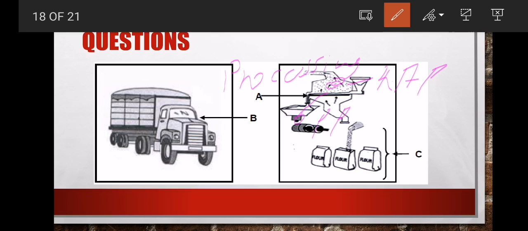Coming to B, you can see that we assume that here there is a product. What are they doing to the product? Maybe they are moving it from the farm to what? To the market. We said, what do we call that one? Transportation. C. What are they doing with C? Now they are taking the product into containers. Packing the product into containers. What do we call that one, good people? We say it is packaging. Packaging. Simple. But then we are not answering the questions.